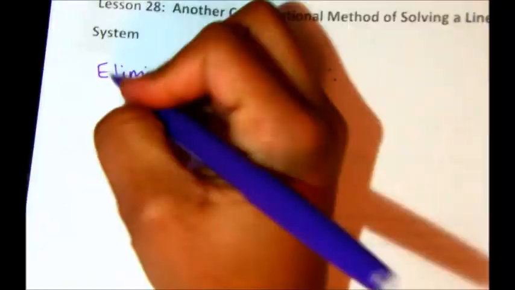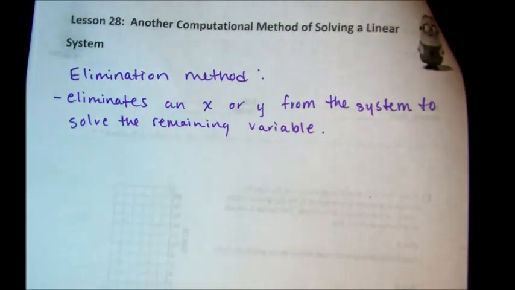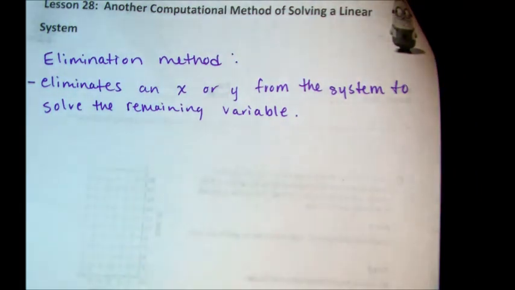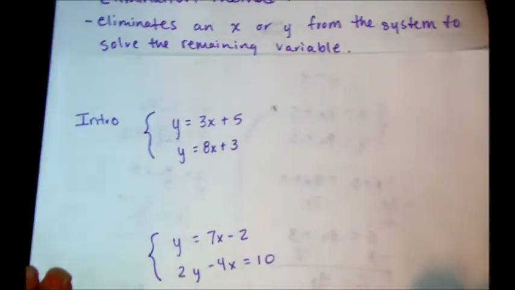The elimination method. All right, let's take some notes on the elimination method. The elimination method is literally going to eliminate either an x or a y from your system to solve for the remaining variable. You're then going to use the variable that you solved for to substitute back into the equation to create your solution. All right, let's look at some examples. Let's go ahead and write these down on our paper.